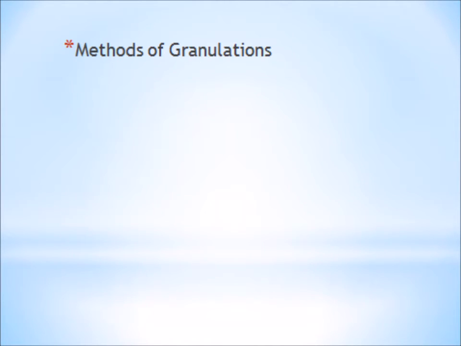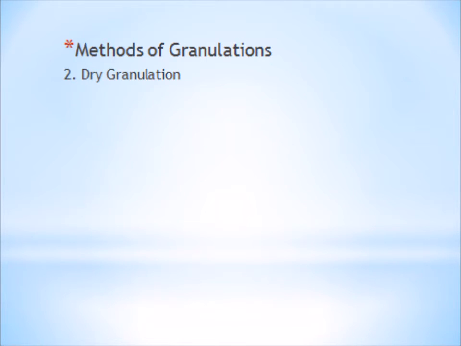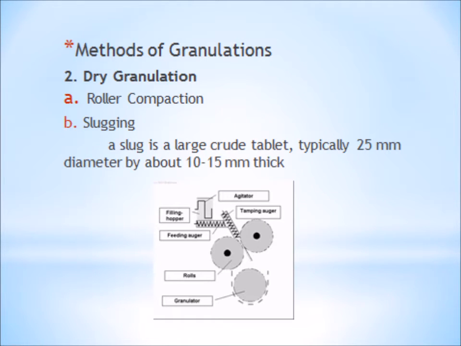Methods of granulation. First, we have wet granulation. It involves wet massing in fluidized bed. Second is the dry granulation, roller compaction, and slugging. The slug is a large crude tablet, typically 25 millimeters in diameter and about 10 to 15 millimeters thick.